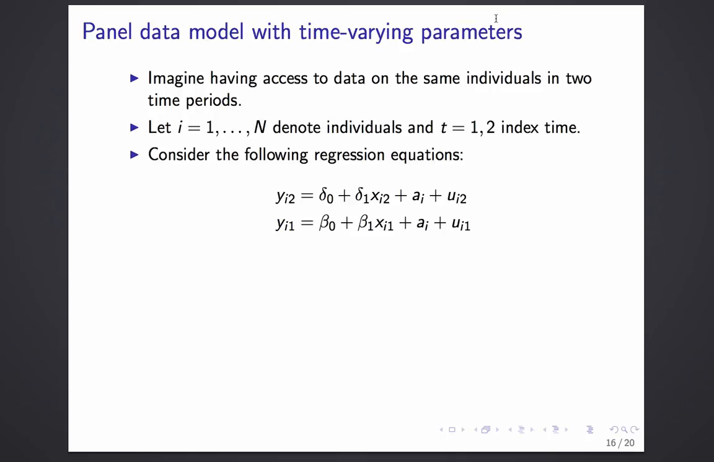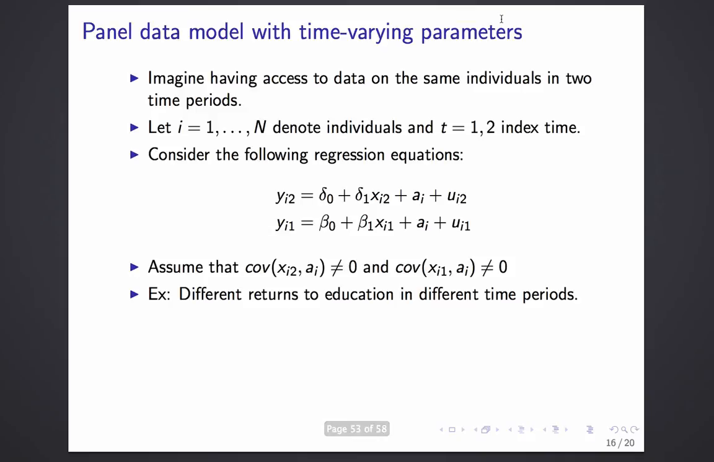Now, the second equation gives you the model for the first period, and everything looks the same, except now we have beta naught and beta 1 as the unknown coefficients that we're interested in obtaining. For this model, we're going to assume that x is correlated with the unobserved heterogeneity.